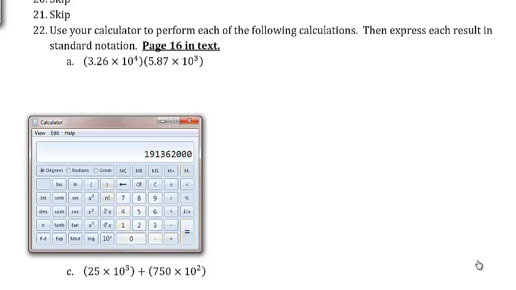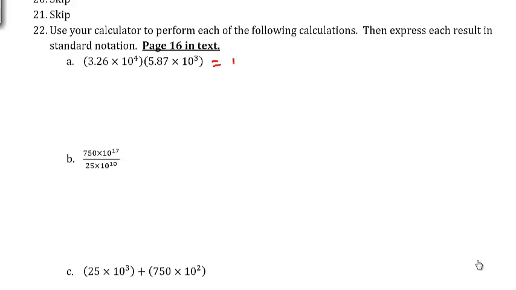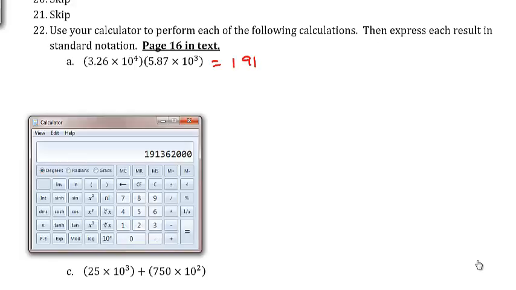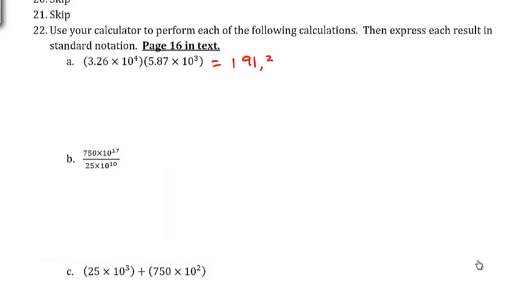And so there's what we get, 191,362, and then 3 zeros. And my calculator gave it to me in standard notation, and that's how we wanted to express our results anyways. So that is all we need to do there.